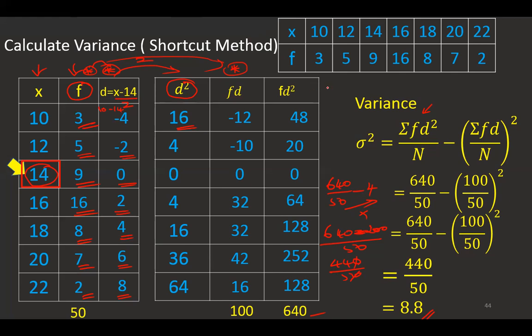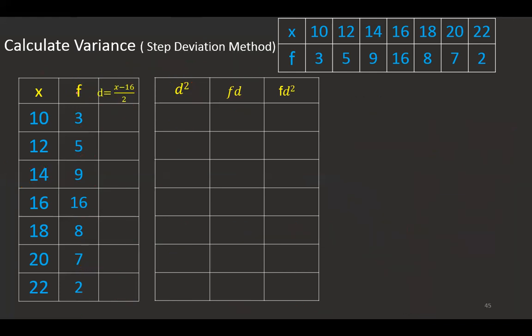Sometimes you'll be having a confusion whether you have to multiply with h square or h and all. So you can use the shortcut method directly, not the step deviation method. But anyway, we are going to learn the step deviation method also here. So now how to find out the step deviation method?